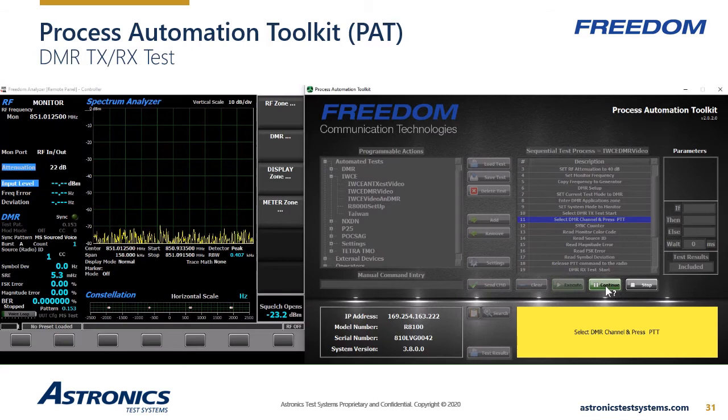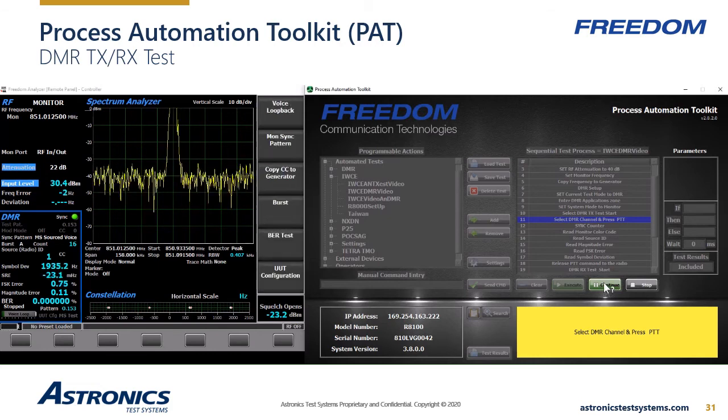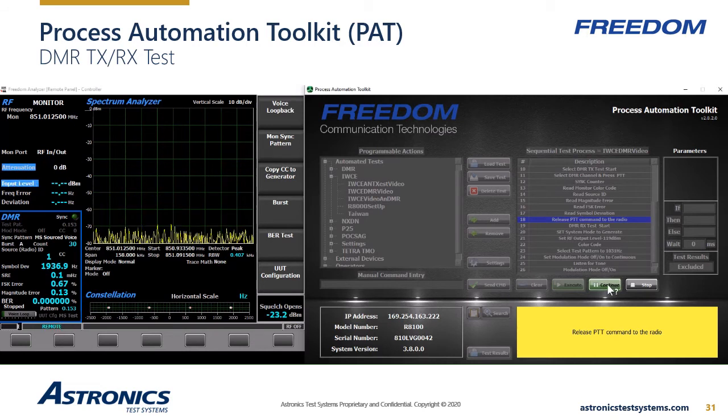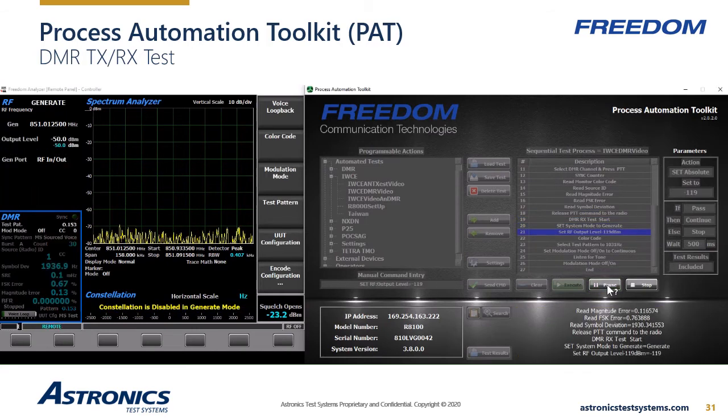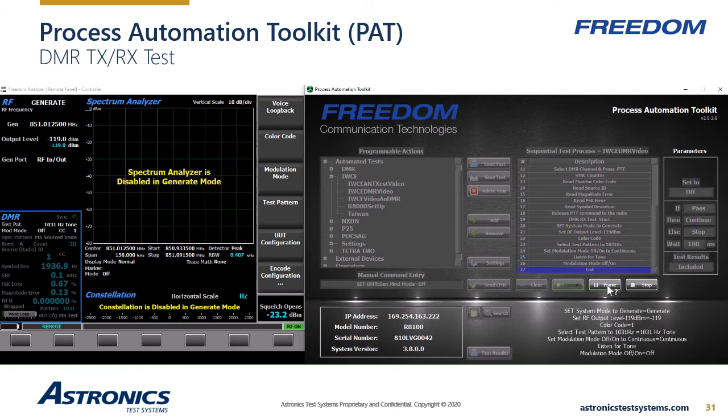So press the PTT and we'll see the TDMA signal shooting up and down on the spectrum analyzer and the measurements being made. If I hit continue, then these automatic measurements will be made. Release the PTT. It will go into generate mode and generate a 1031 Hz tone and we'll be able to hear it come out on the loudspeaker. Continue.